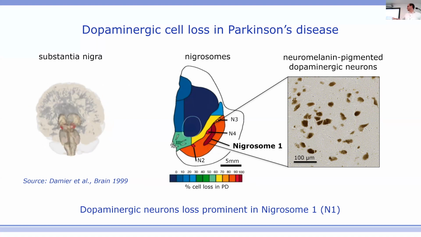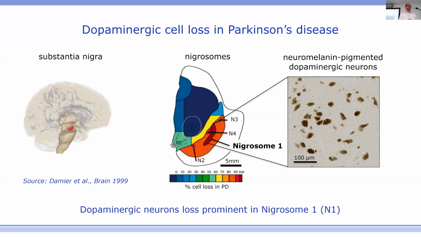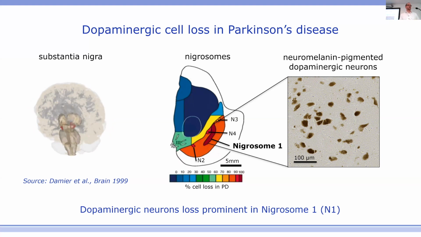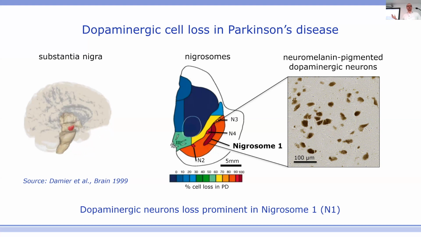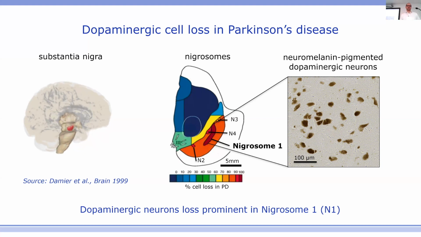It contains these dopaminergic neurons, which under the microscope you can really see well. They are dark because they have so-called neuromelanin, the neuromelanin pigment in there. And we know the neuromelanin pigment can scavenge iron quite well in the brain. So they contain a lot of iron.